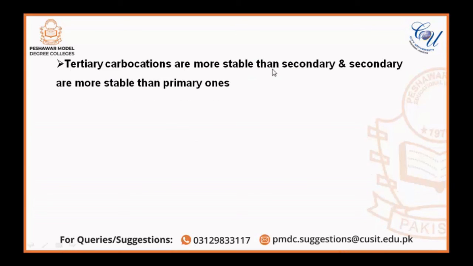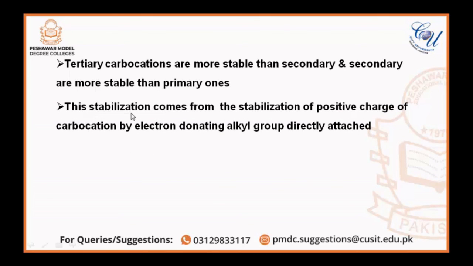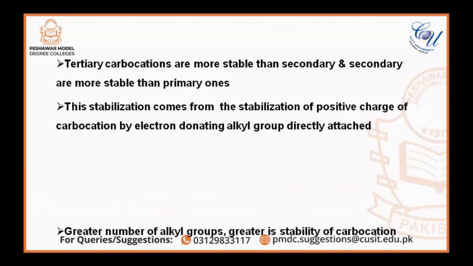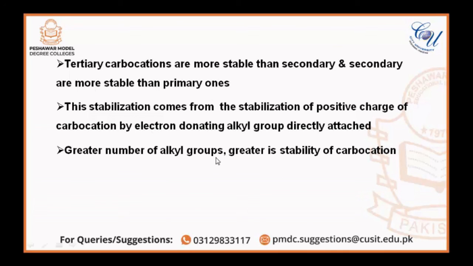Tertiary carbocations are more stable than secondary, and secondary are more stable than primary ones. Why? This stabilization comes from the stabilization of the positive charge of carbocations by electron donating alkyl groups directly attached. That is, alkyl groups are electron donating groups which stabilize the positive charge of the carbocation. The greater the number of alkyl groups, the greater the stabilization of the carbocation, and it will be more stable.